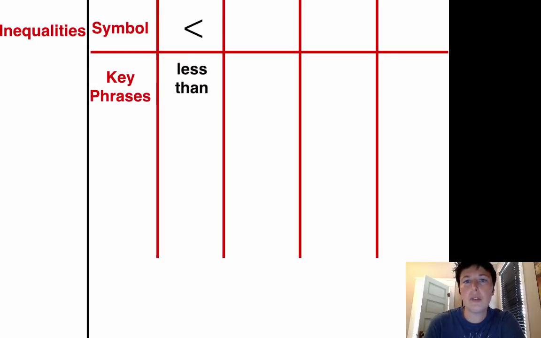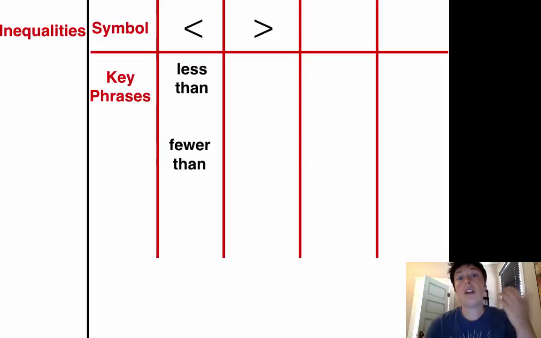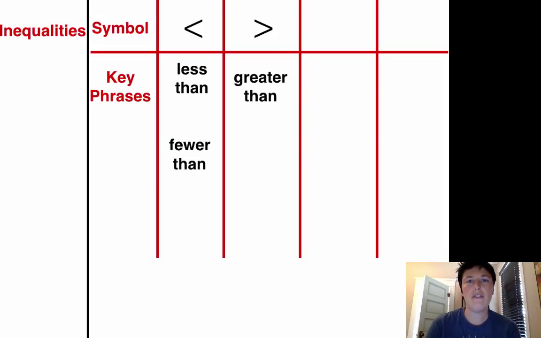Key phrases would be less than. But sometimes when we're reading a situation or talking about something in the real world, we'll use other descriptive words. Fewer than would be like less than. So fewer than would be another key phrase that I connect with this symbol. Less than, fewer than. The opposite of this symbol is the greater than symbol. It goes the other direction. So we say greater than is a key phrase.